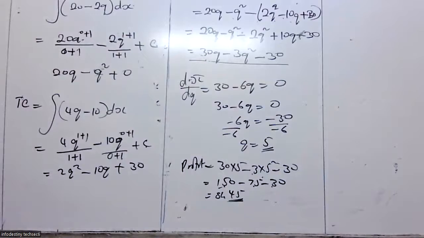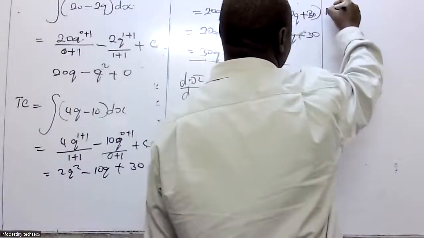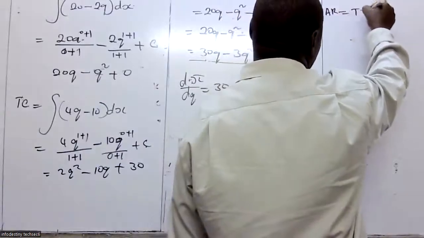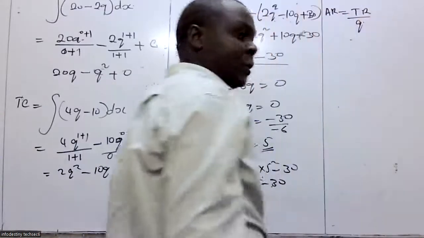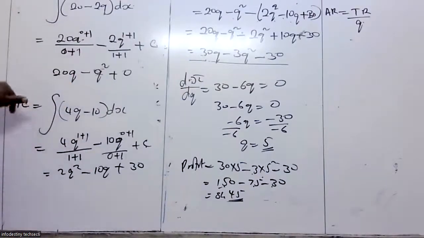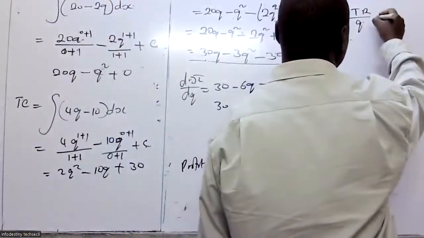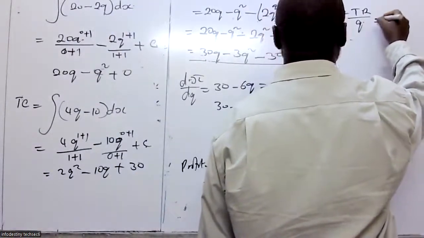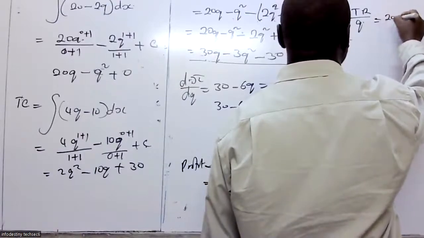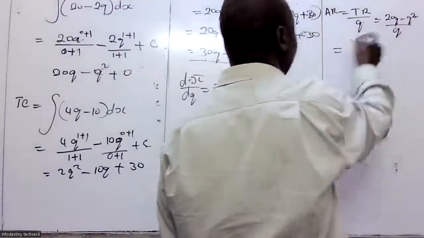Instead, they want us to get what's known as the average revenue. The price is the average revenue. So how do you get average revenue? The average revenue will be equal to the total revenue divided by the quantity. So what is our total revenue? The total revenue is going to be this one, which is going to be equal to 20Q minus Q squared divided by Q.